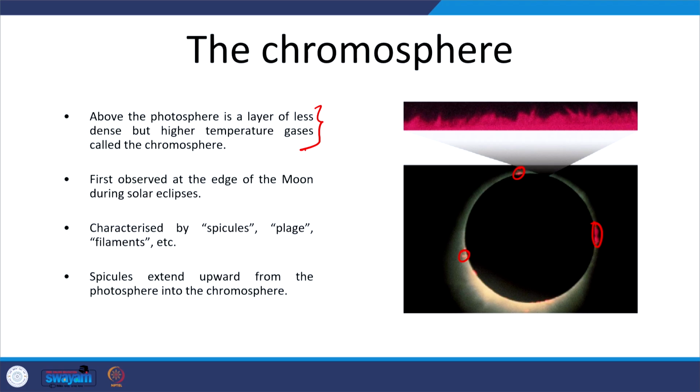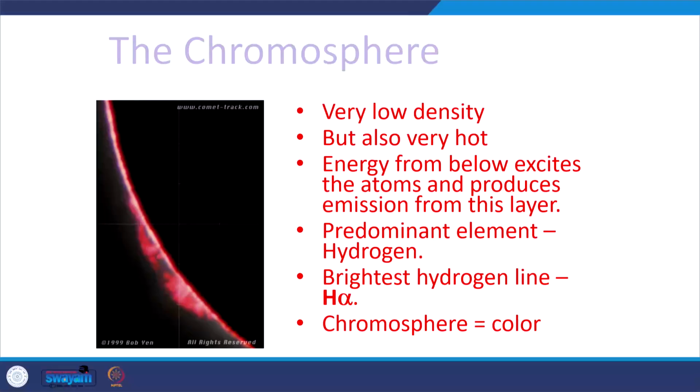Some features like spicules, plages, and filaments can only be seen when a solar eclipse happens, and these phenomena are present in the chromosphere. That is important. So, spicules extend upwards from the photosphere into the chromosphere, and more importantly, the chromosphere is a very low density region of the sun's atmosphere, but at the same time it's also very hot. That means the temperature is very large.